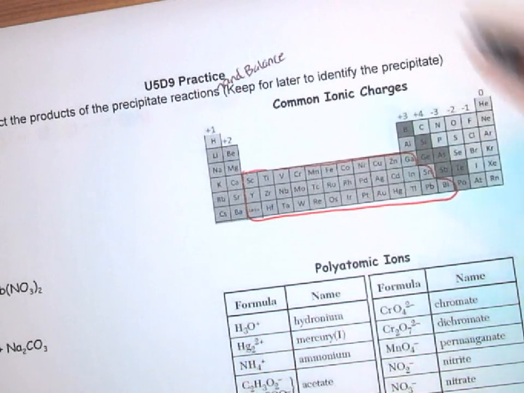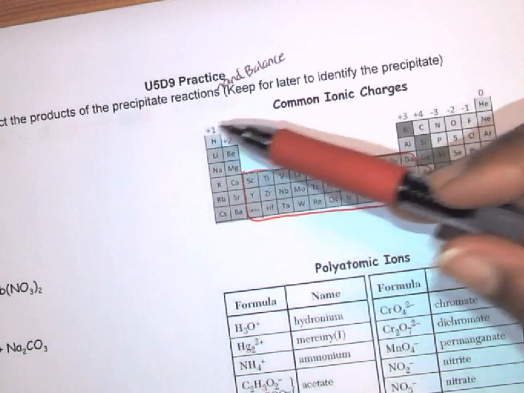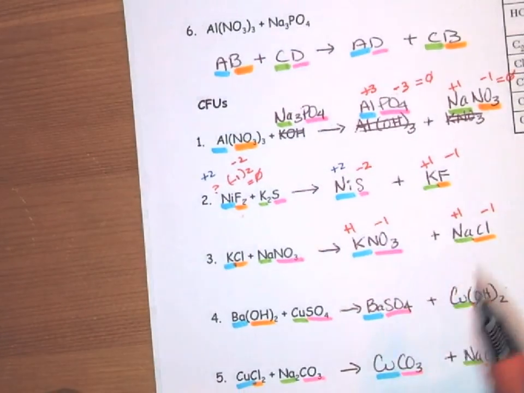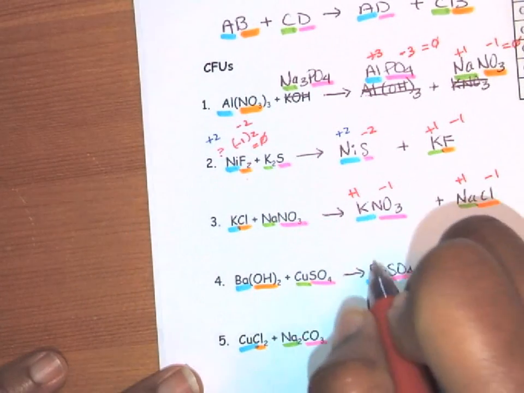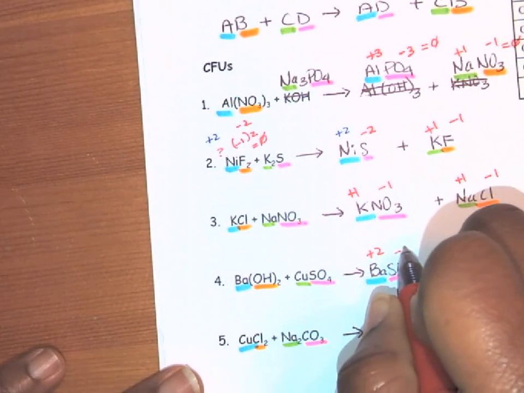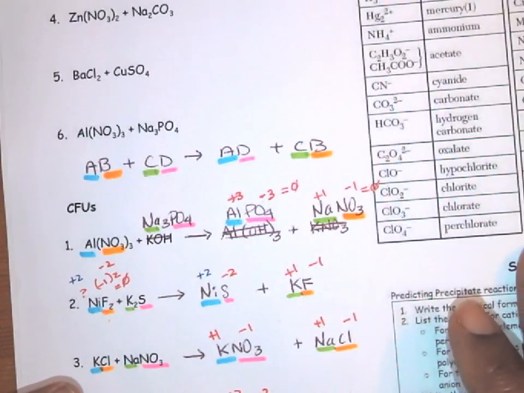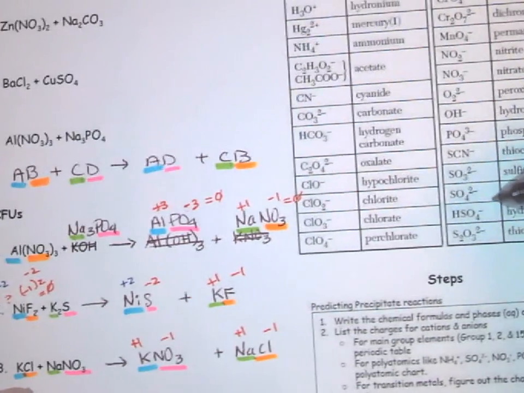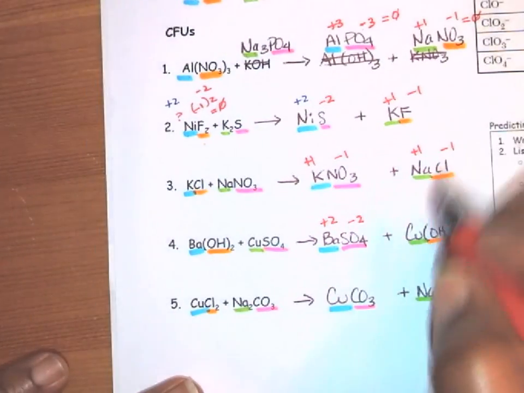Again, for these, you would look on the periodic table and find them. Here's sodium with its +1 charge. Here's chlorine with its -1 charge. Barium is in group 2, so it has a +2 charge. Sulfate has a -2 charge if you look on the chart here, you will find that sulfate has a -2 charge. Here's sulfate. Okay, so that formula is correct.